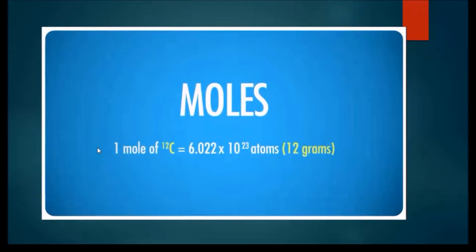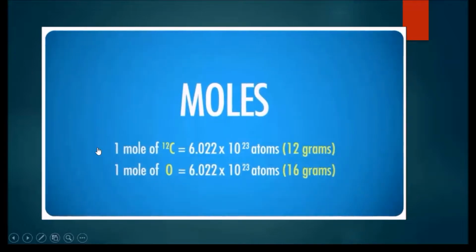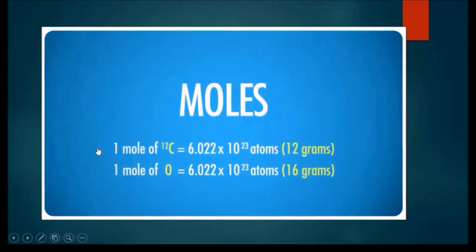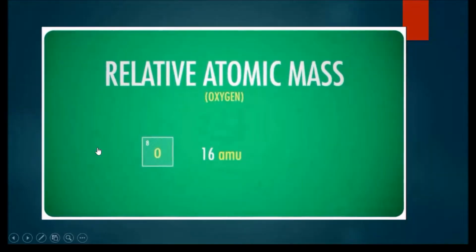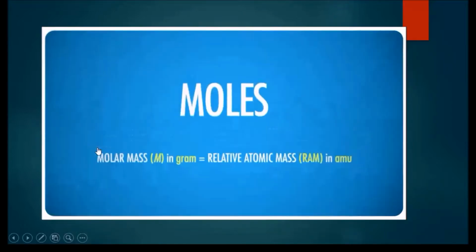All right, follow me here. 1 mole of carbon-12 contains 6.022 times 10 to the 23rd atoms and weighs 12 grams, right? So 1 mole of oxygen also contains 6.022 times 10 to the 23rd atoms, but because oxygen atoms are more massive, it weighs 16 grams. And you'll recall that oxygen's relative atomic mass is 16 AMUs. The number of atoms per mole remains the same, but the mass of a mole depends on the average mass of the element. This simply means that 1 mole of any element equals its relative atomic mass in grams.